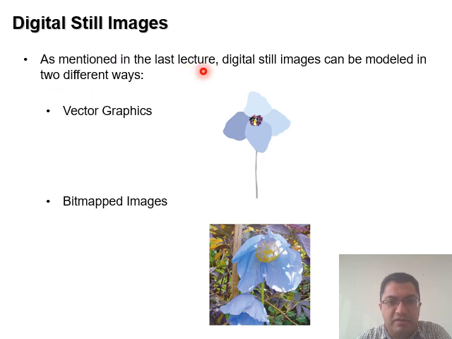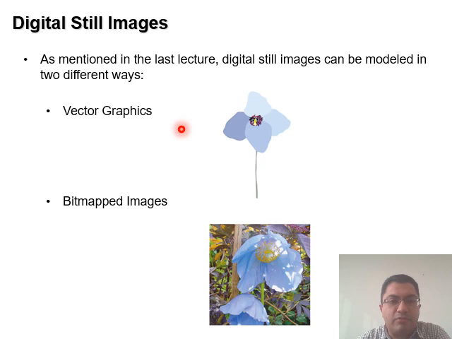So as mentioned in the last lecture, digital still images can be modeled in two different ways, either vector graphics or bitmapped images. As we said, in bitmapped images, we represent an image as a two-dimensional array, where every location in that array represents a point or a pixel in that image, and we store the color of that pixel in that location. Whereas in vector graphics, we represent shapes not using the info about every single pixel in the image, but we use some mathematical representation of the different components of the image.